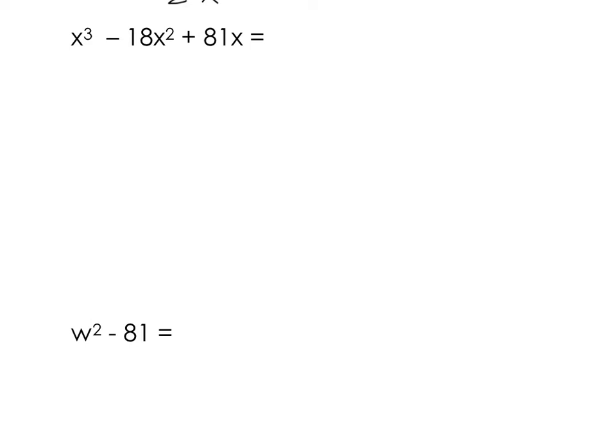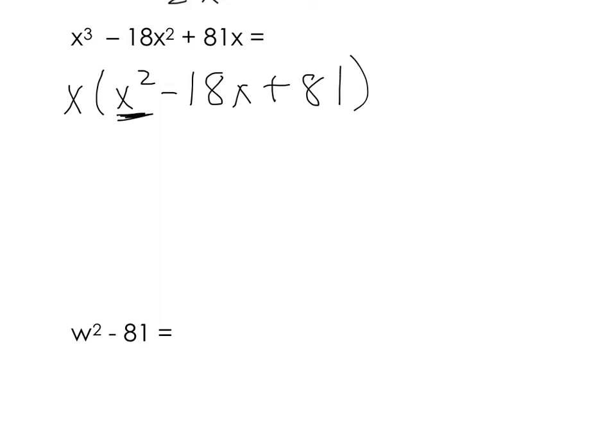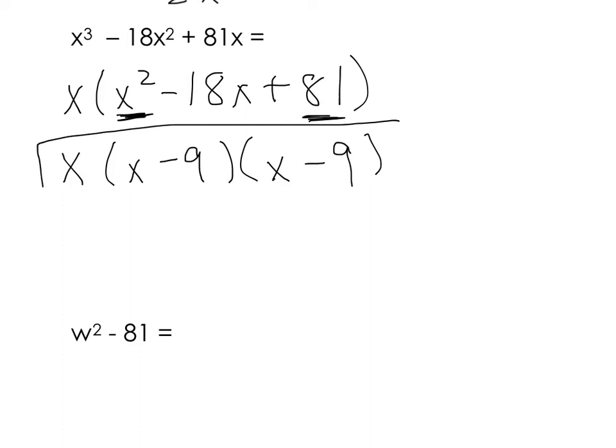We always look for common factors first. Do you have a common factor here? Let's factor out that x. We have x squared minus 18x plus 81. This is a perfect square. This is a perfect square. The middle term is minus. You can either use the FOIL method, or if you recognize the special product, it's x minus 9 times x minus 9. Don't forget to put that common factor of x out front.